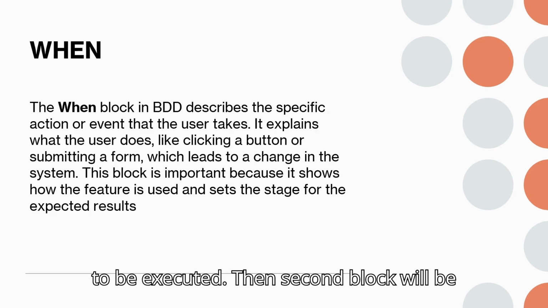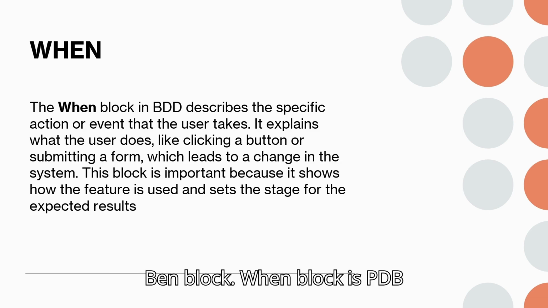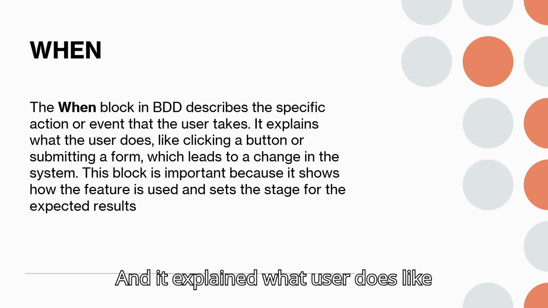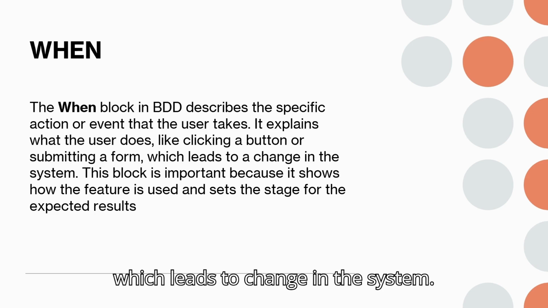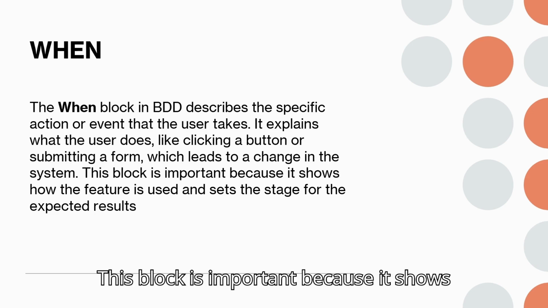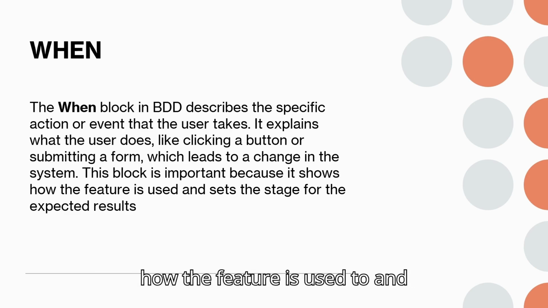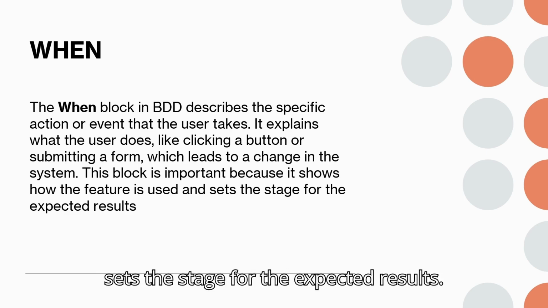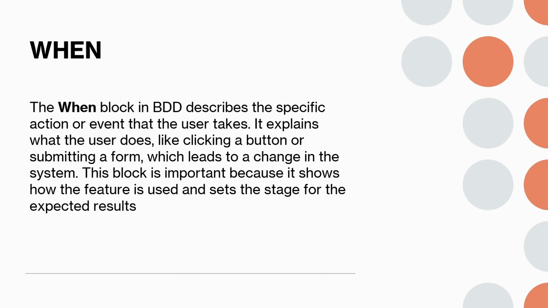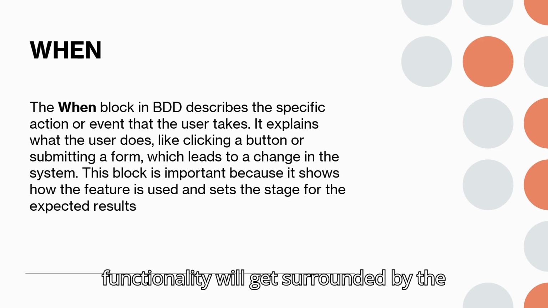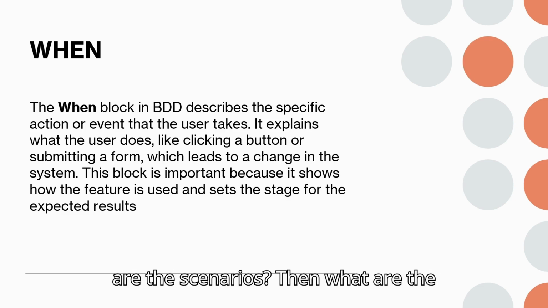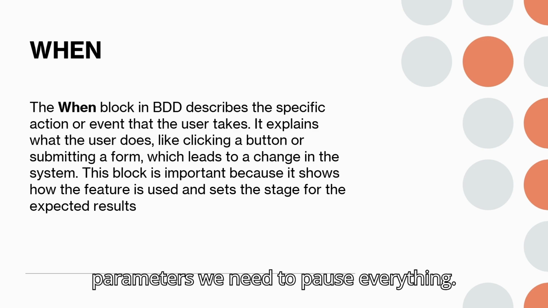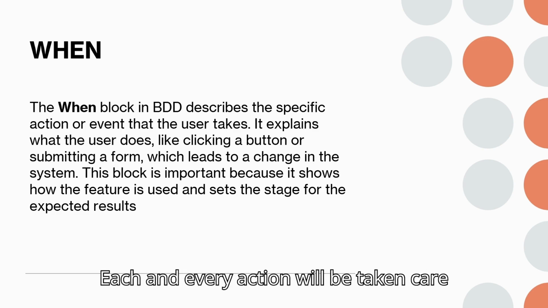Then the second block is the when block. The when block in BDD describes the specific action or event that the user takes. It explains what the user does, like clicking a button or submitting a form, which leads to a change in the system. This block is important because it shows how the feature is used and sets the stage for the expected results. The main functionality is surrounded by the when block. So the actions, the scenarios, the parameters we need to pass, each and every action is taken care of by this when block.